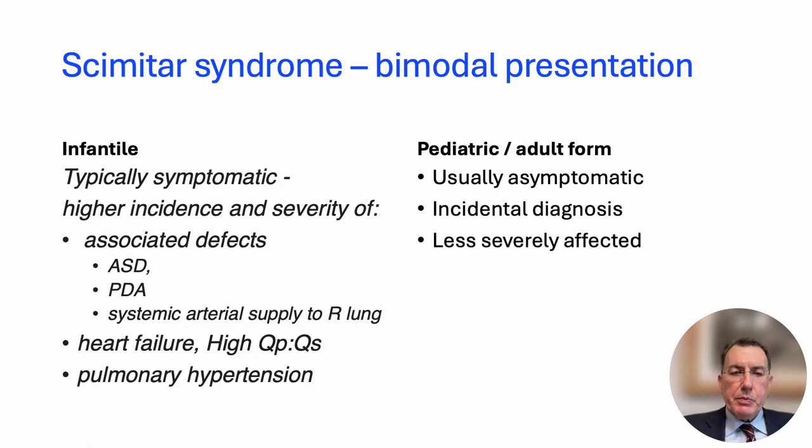Clinical presentation is bimodal. In the infantile form, patients are symptomatic with heart failure, have systemic arterial supply, overcirculation, and pulmonary hypertension. The pediatric or adult form is usually asymptomatic and is frequently detected incidentally.